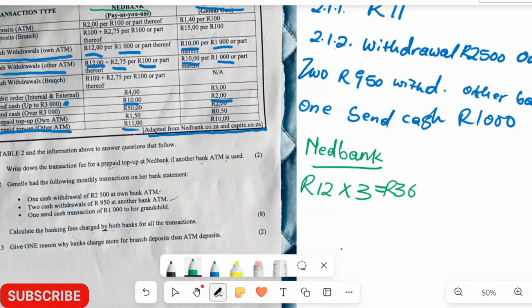Okay, it's fine. And then two cash withdrawals of 950 rands at other bank ATM. When you withdraw at other bank ATM, they charge you 12 rands plus 2 rands 75 per 100 rands. That means since it's 950, so the 50 rands will be rounded off to the next 100, that will be 1,000. So it means they will charge you for 10 100 rands.